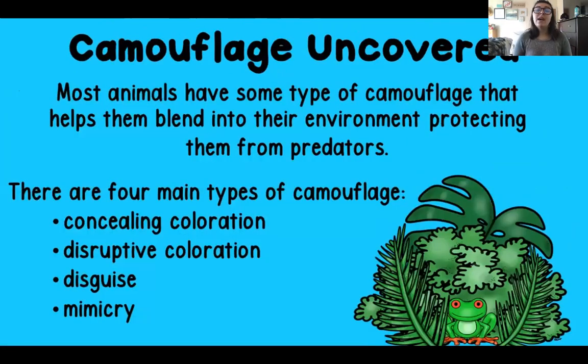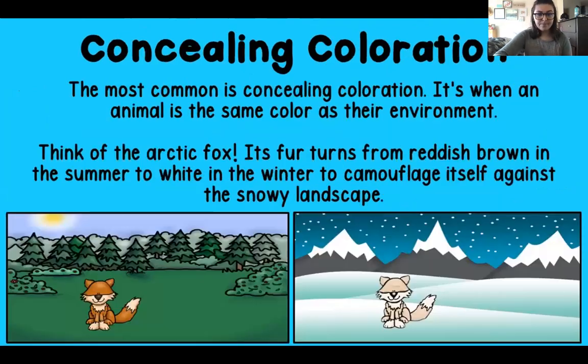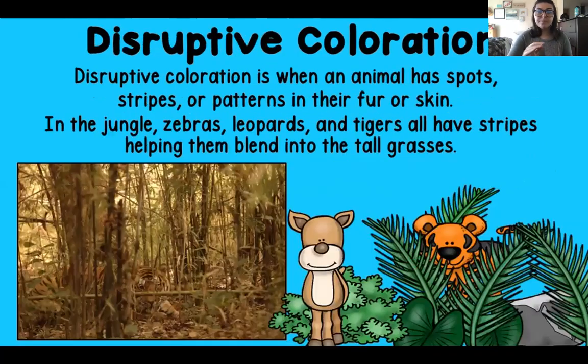Most animals have a type of camouflage that helps them to blend into their environment. We have concealing camouflage, disruptive coloration, disguise, and mimicry. Concealing coloration is the most common one. It's where, like I just said, the animal is the same color as their environment. The Arctic fox turns from brownish red to white in the winter because when it starts to snow, they need to change their coloring to be able to camouflage and conceal themselves.